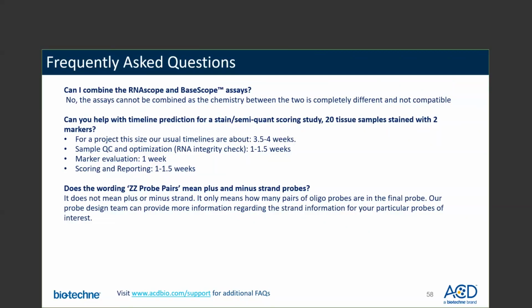This is followed by marker evaluation, which takes roughly about a week. And following that, we perform scoring and reporting, which is about a week to a week and a half timeline. Of course, if there are HALO studies involved, those are usually slightly more time and labor intensive and take longer. Our average timeline for a HALO-based study, performing just the HALO, is about 4 weeks, but of course it depends on the bandwidth of the study as well.